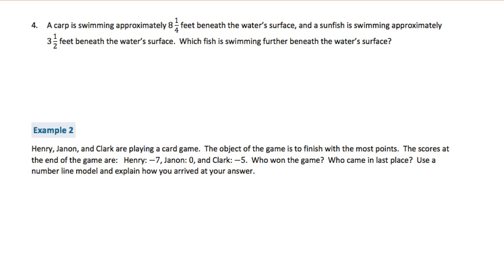In question 4, it says a carp is swimming approximately 8 1/4 feet beneath the water's surface, and a sunfish is swimming approximately 3 1/2 feet beneath the water's surface. Which fish is swimming further beneath the water's surface? So let's draw a vertical number line for this one, since we are talking about sea level or the level of a water surface, and the depth of water is vertical.